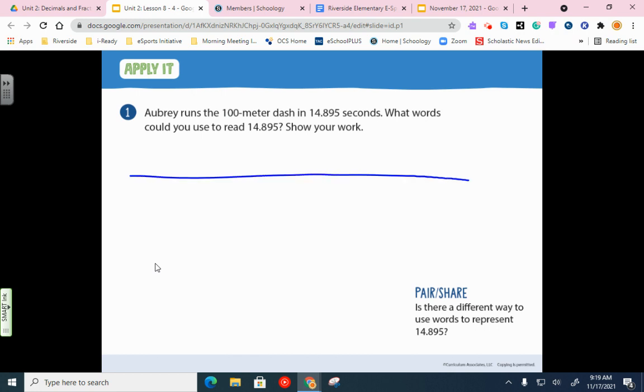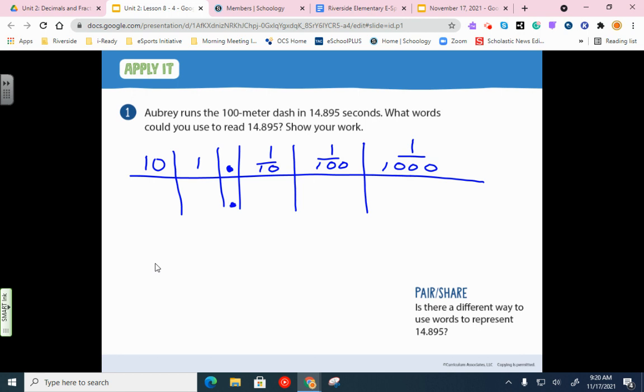The best bet is to create a place value chart, which you can do along with me right here. We've got our tenths, our hundredths, and our thousandths. What I like to do is start with my decimal point, and then I start placing my numbers in here, so I'm reminded what place value each one has.